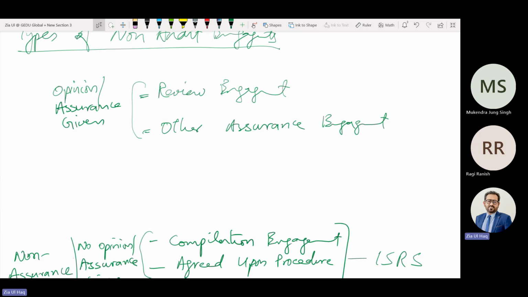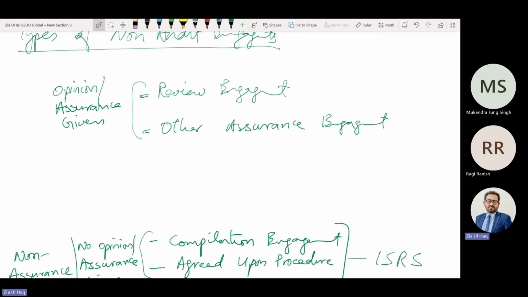But whole audit is compulsory for listed companies. For unlisted companies, audit is not required. So what do they do? They ask any of the firms, can you please perform a review of our financial statements? Just for their satisfaction whether we are preparing financial statements accurately or not.